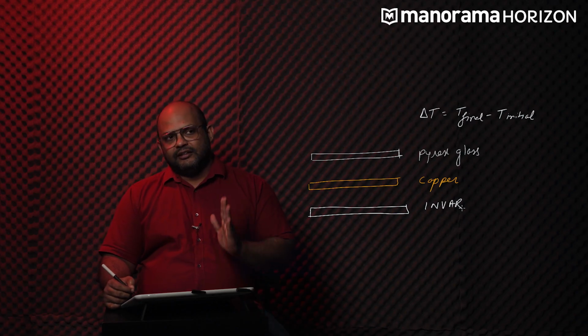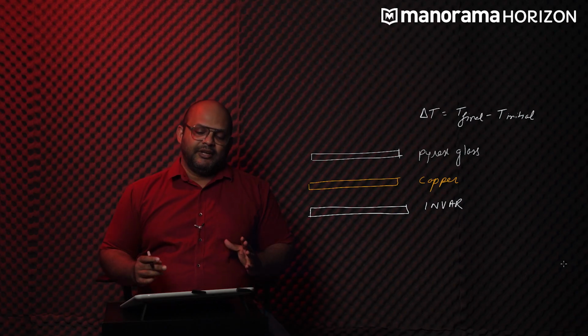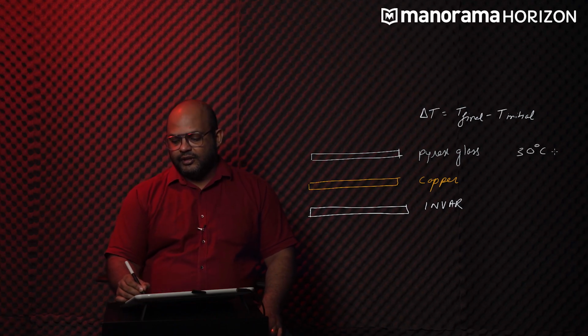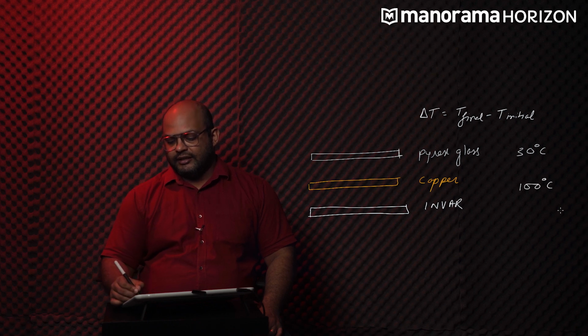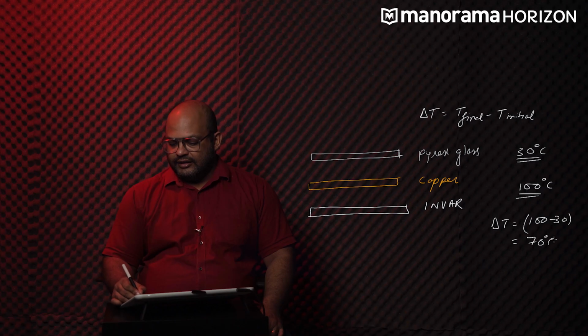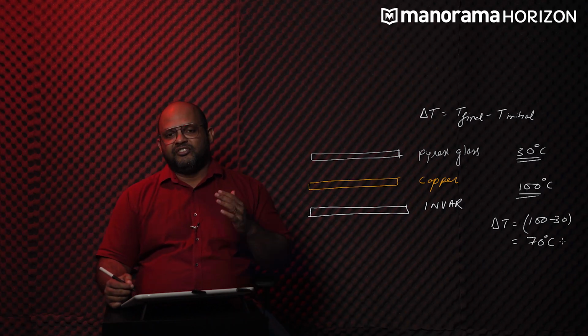If we were to heat them through the same change in temperature, let's say that all three of these materials started out at a temperature of 30 degrees and we have heated them all to a temperature of 100 degrees. So this is our T final and this is our T initial. So delta T comes out to be 100 minus 30, that is 70 degrees Celsius. This is the change in temperature for all three of these materials.